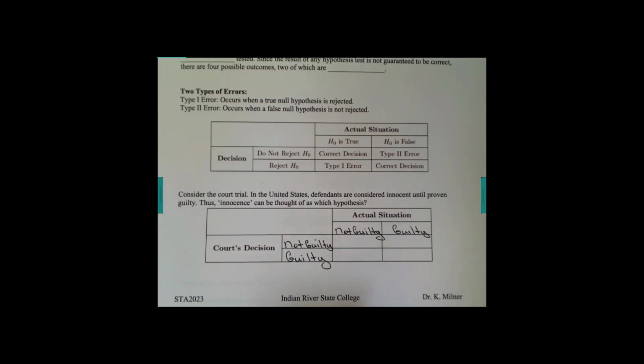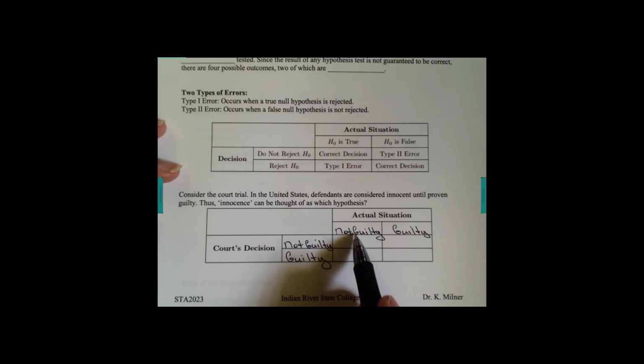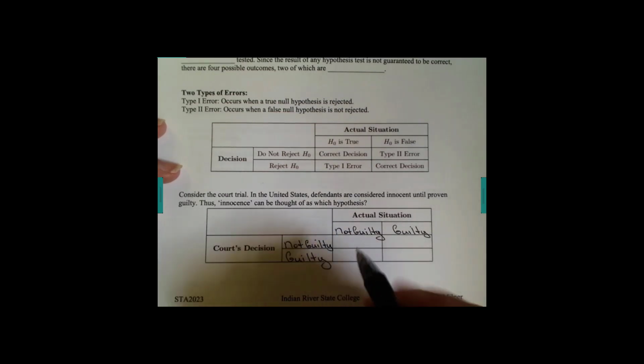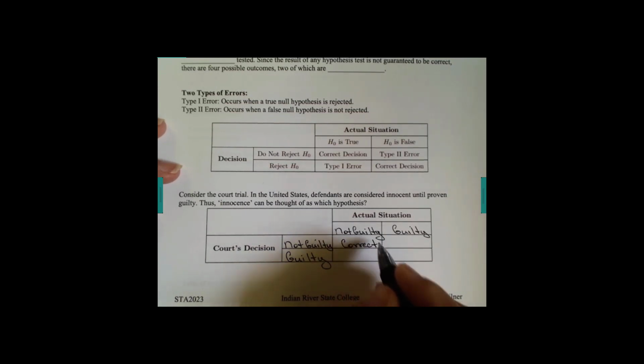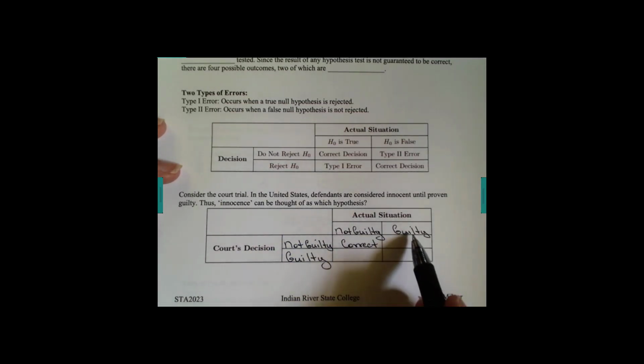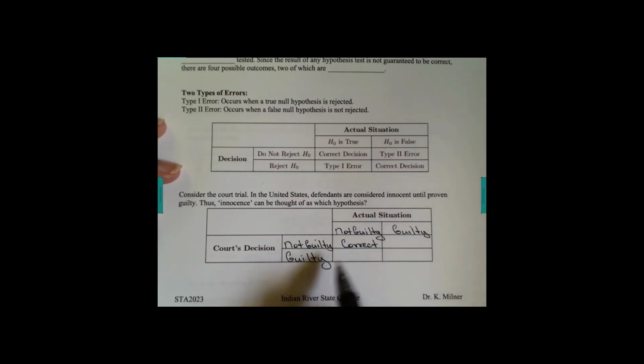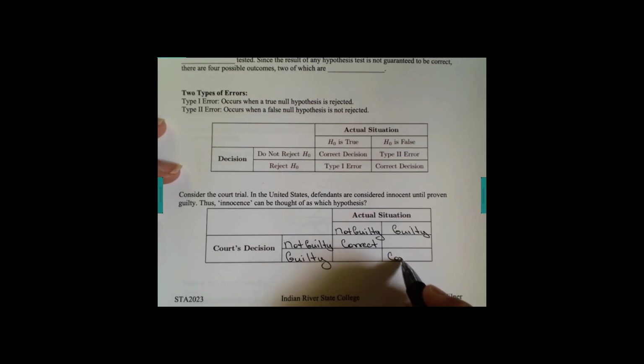Now, what happens if we have somebody who comes in who is actually innocent and the court finds them innocent? Well, that's a correct decision, right? They're innocent, the court found them innocent, everything's great. What if we have someone who comes in to trial who is guilty and the court finds them guilty? Also another correct decision. And then there are the other two scenarios.